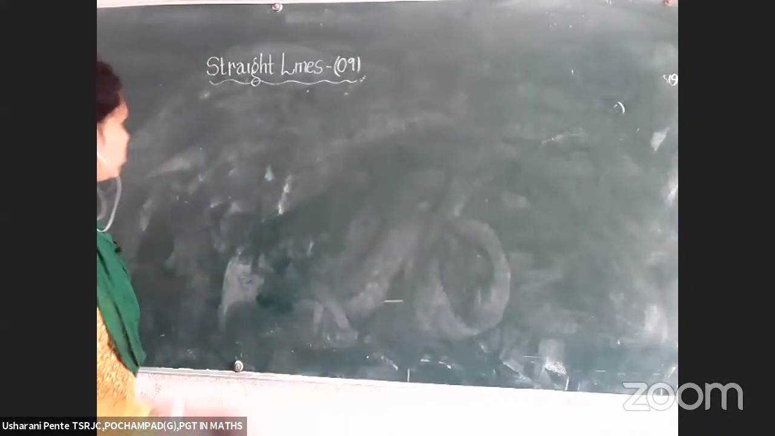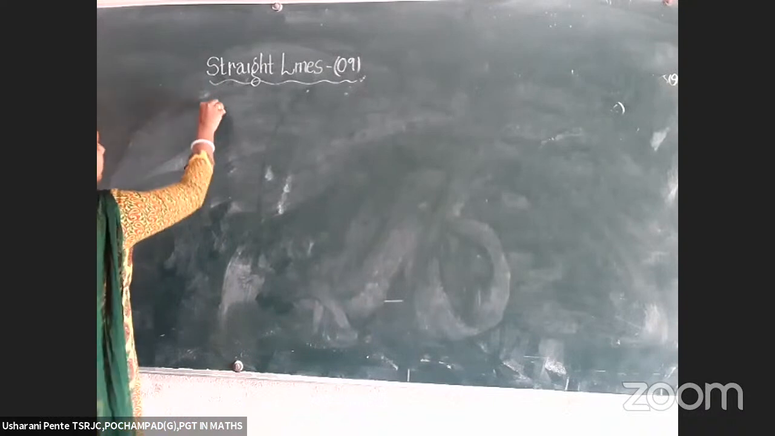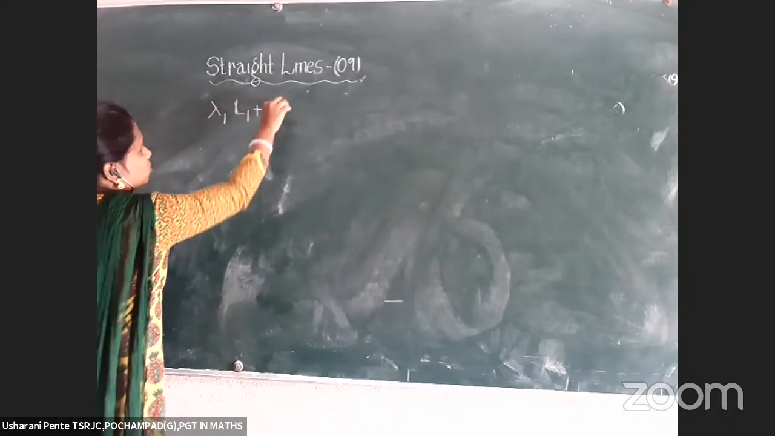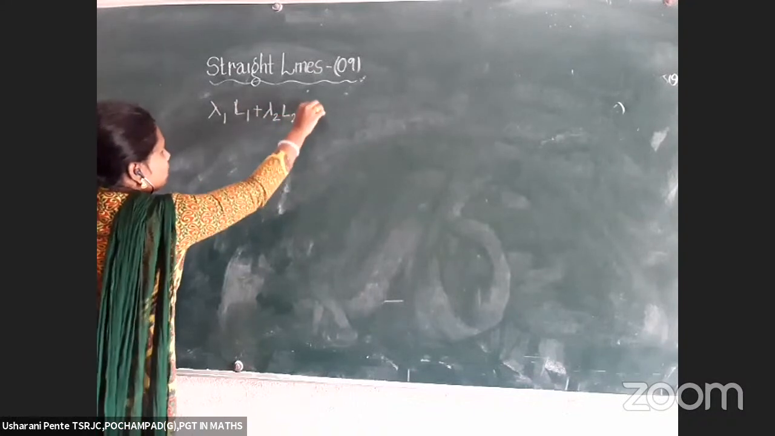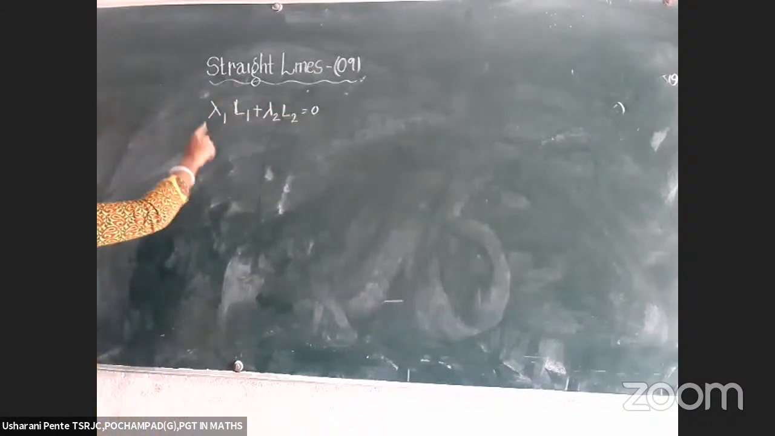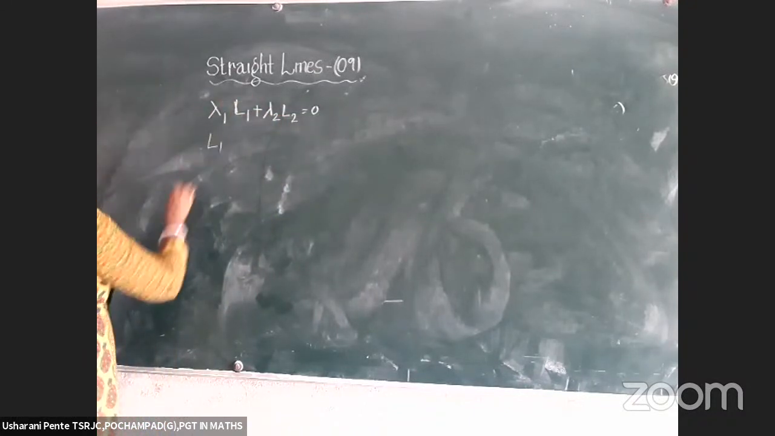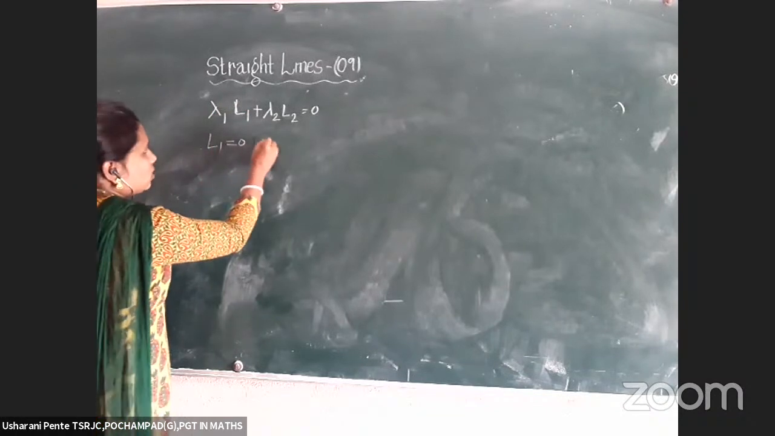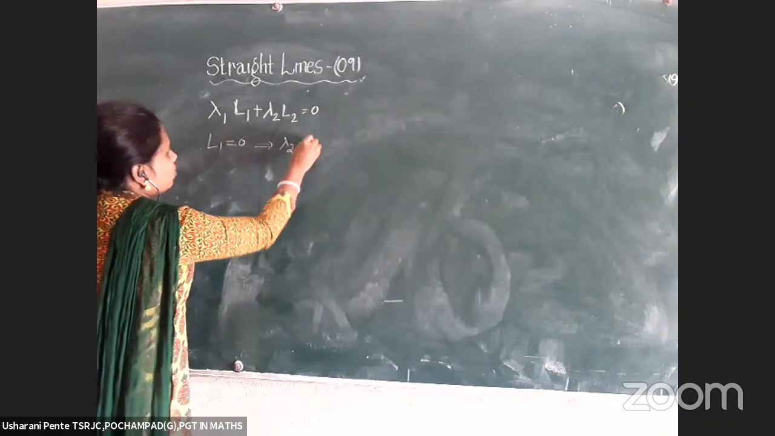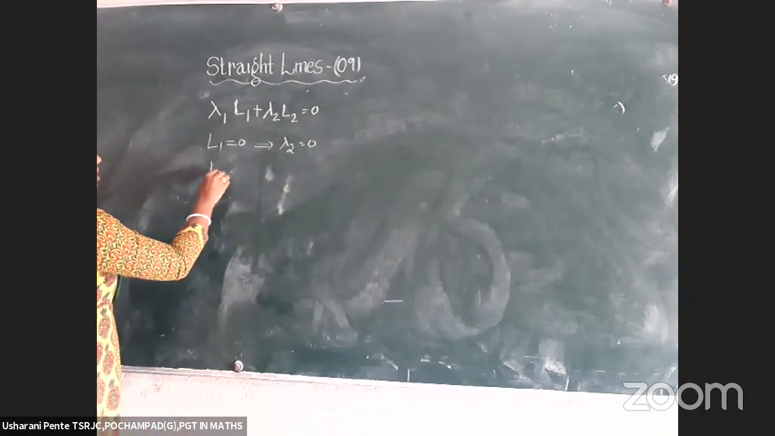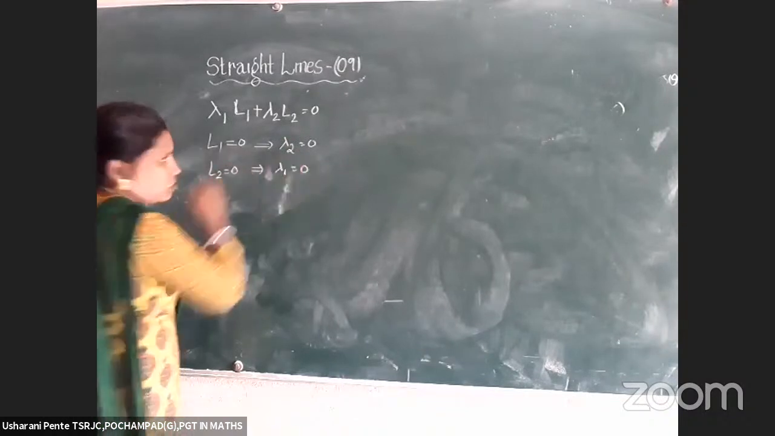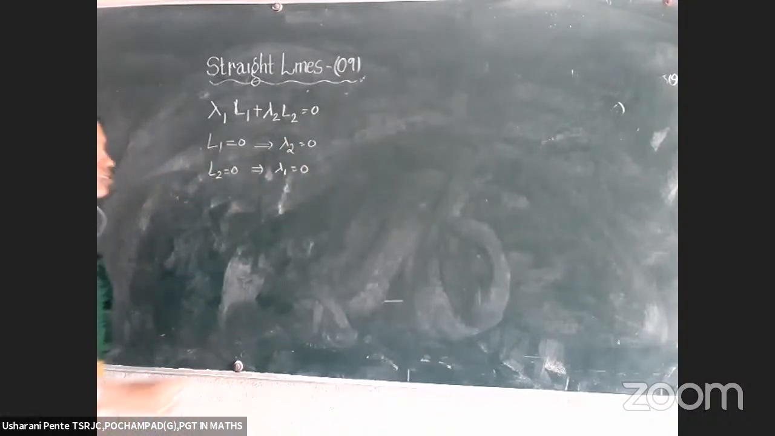Now we are going to see, if there is a line lambda 1 L1 plus lambda 2 L2 is equal to 0, and if this line represents L1 equal to 0, then lambda 2 is equal to 0. If L2 is equal to 0, this implies that lambda 1 is equal to 0.